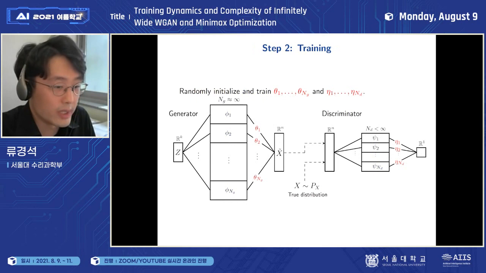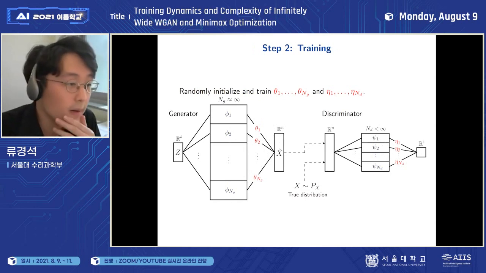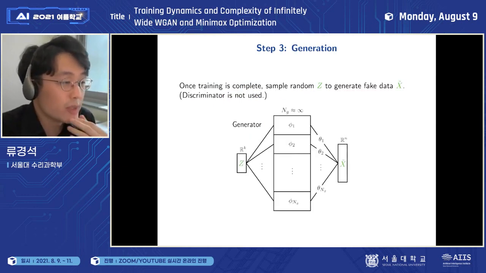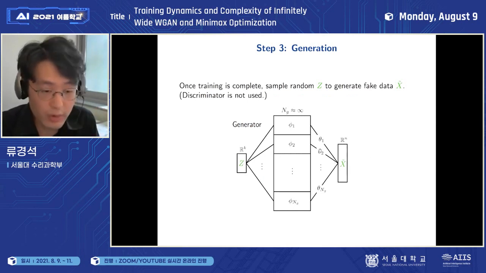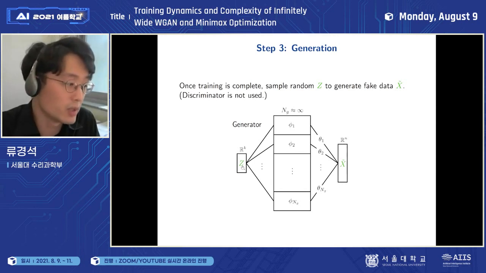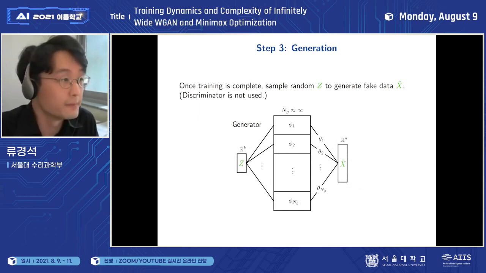Then the output layer weights are trained. So the thetas, the etas, these are the output layer, the final layer weights. And these are trained with data. And then finally, once the training is complete, in order to use the generator, the discriminator is usually discarded. So we generate a random latent variable, feed it through the generator, and out comes a fake image or a fake data point.